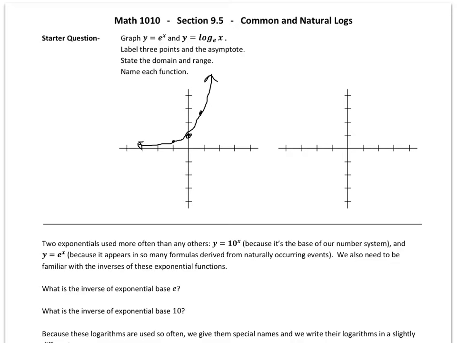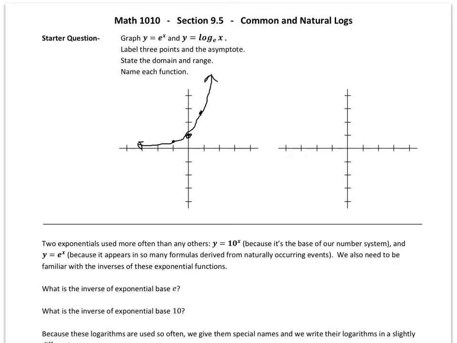Now let's do the logarithm. Oh, sorry. What's the domain and range of that exponential? Domain? All real numbers, right? Look at the graph. Domain is all real numbers. And what's the range? 0 to infinity. Good. Where's my asymptote? Y equals 0. Okay, name that function. Exponential base e. Good.